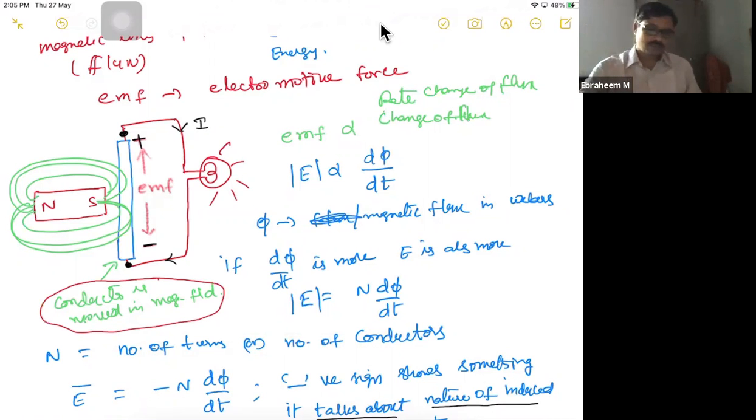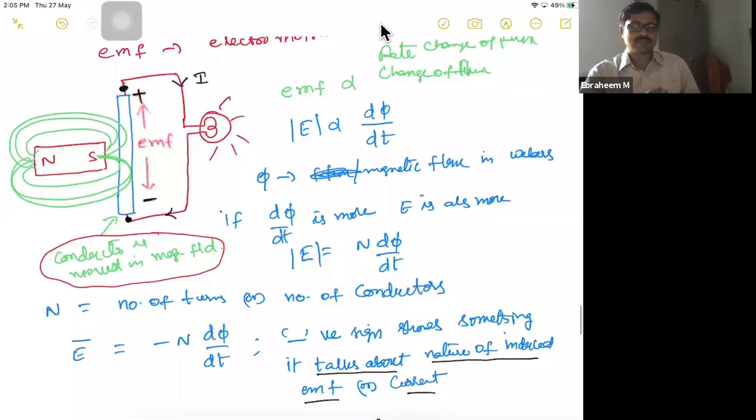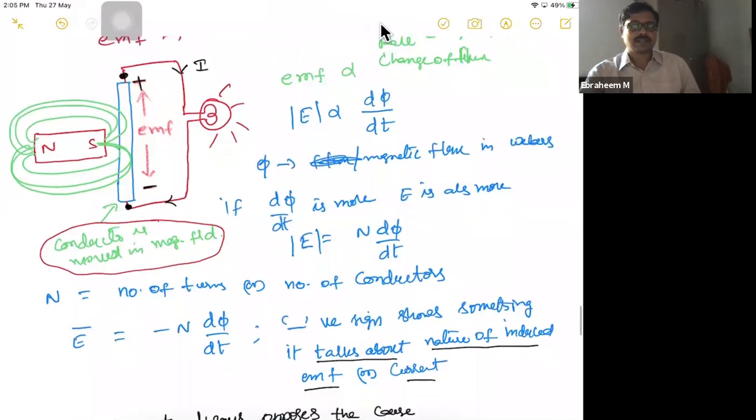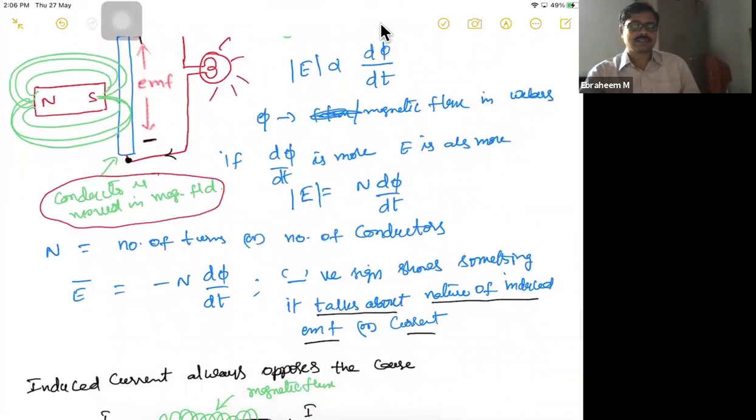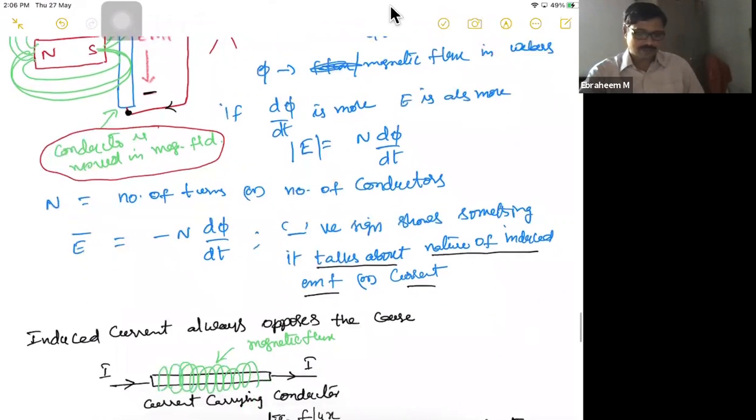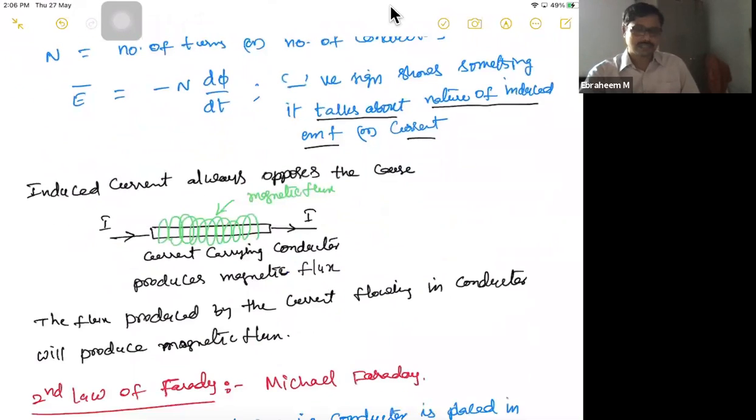We have seen that E, the magnitude of EMF, is proportional to the rate of change of flux linkage, E proportional to d phi by dt, and along with the direction, E is equal to minus n d phi by dt. That minus sign shows the nature of the induced voltage and induced current. The induced current always opposes the cause.